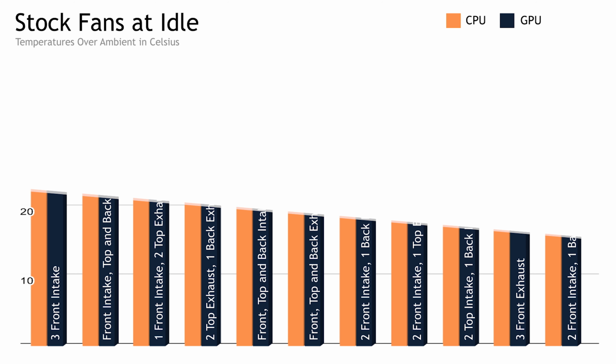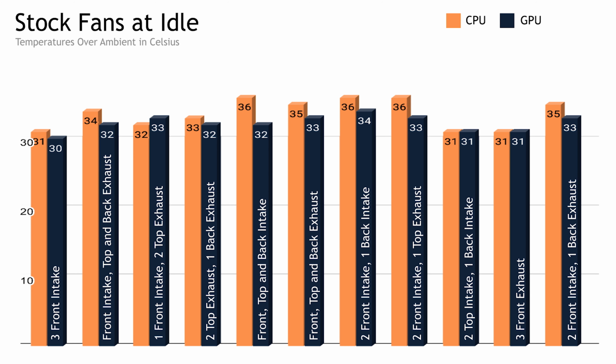Looking at the first graph showing the stock fan configurations at idle, we see that the GPU temperatures are all within a degree or 2 of each other, which should be expected since I wasn't actually utilizing the GPU in any way. CPU, however, varies between 31 degrees above ambient and 36 degrees above ambient.